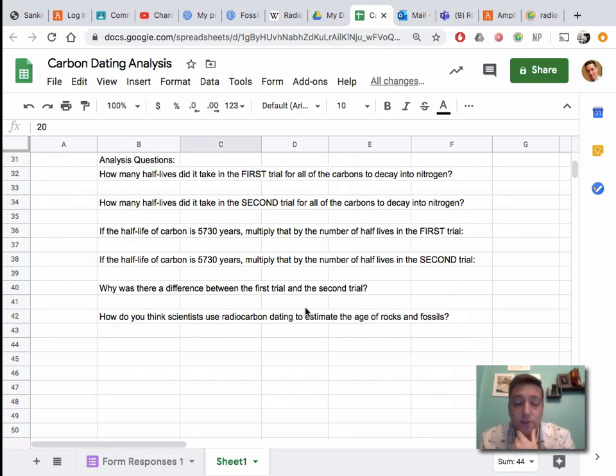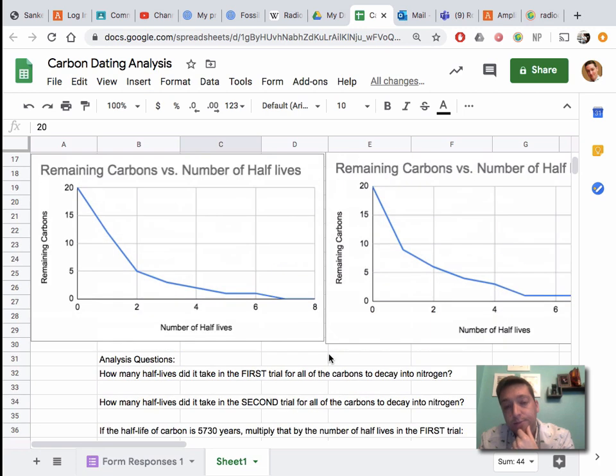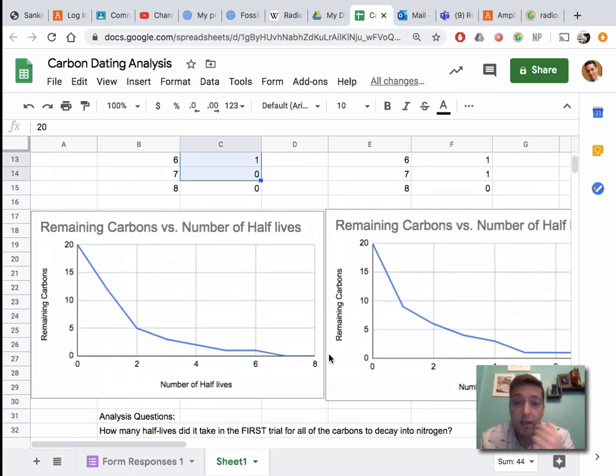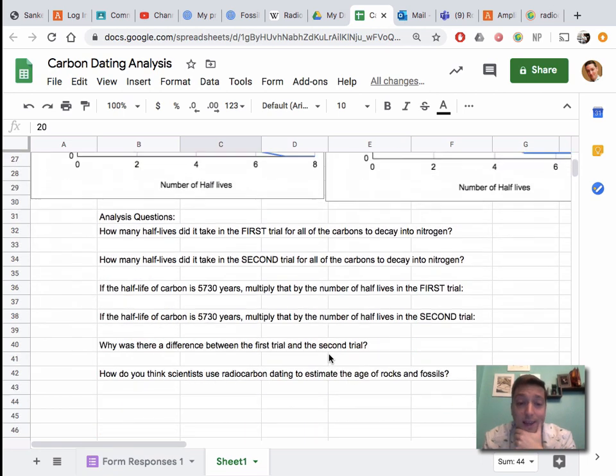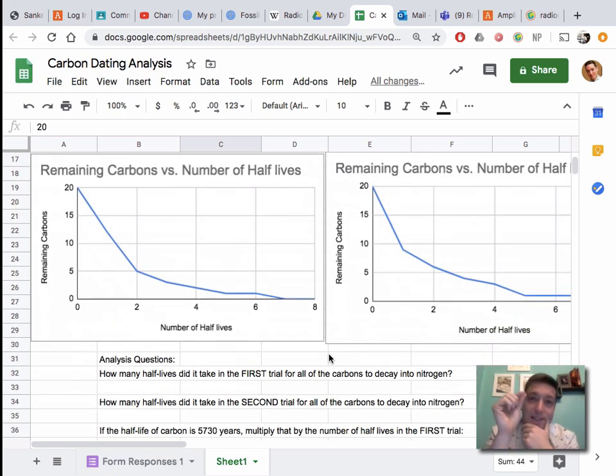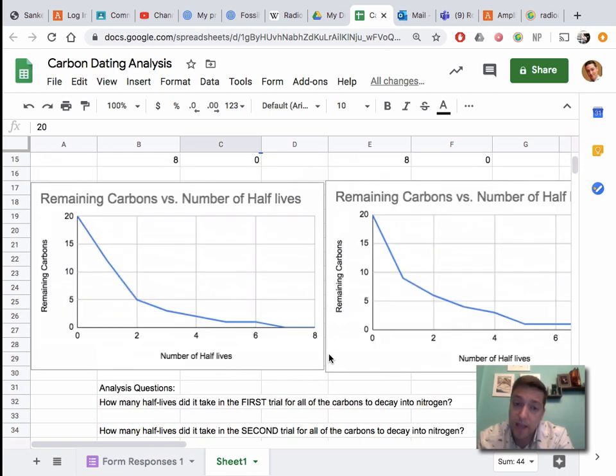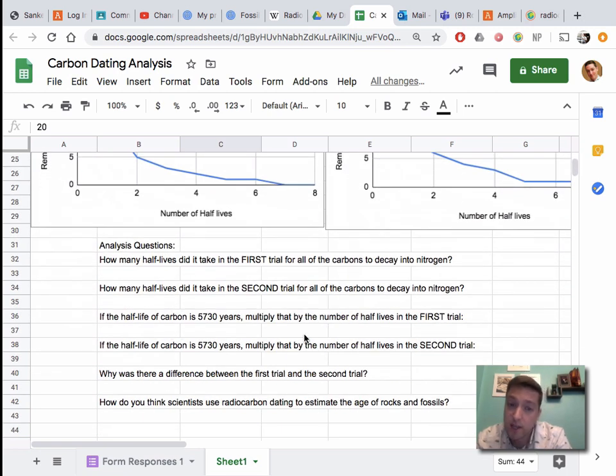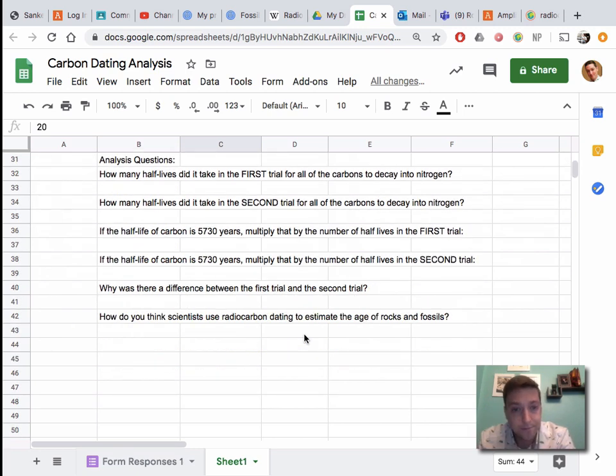Why was there a difference between the first trial and the second trial? Well, there's always variation. If you look at individual carbon atoms, you can't predict which one will decay and which one will not. But even in just a tiny, tiny sliver of a sample, you probably have trillions of particles. In that case, it's going to be a nice clean number, like 50%, 25%. Last question: how do you think scientists use radiocarbon dating to estimate the age of rocks and fossils?